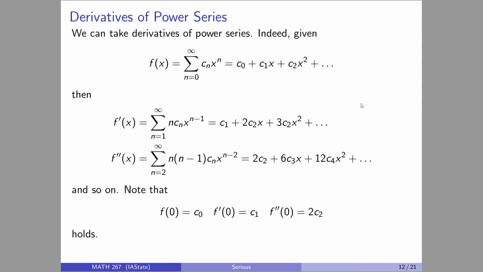Something that I then want to note is that if we were to plug in 0, f of 0 has to be the constant term of the power series. f prime of 0 would also be the constant term, which is c1. f double prime of 0 is the constant term, which in this case is 2c2. And hopefully this formula is somewhere in your mind: the nth derivative of a power series evaluated at 0 is always equal to n factorial times the coefficient.